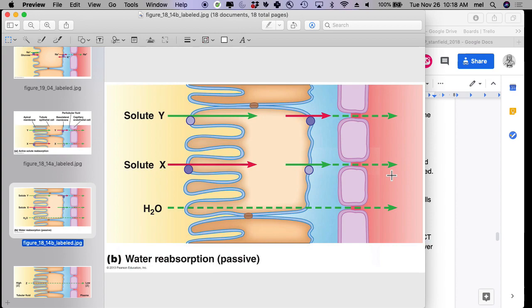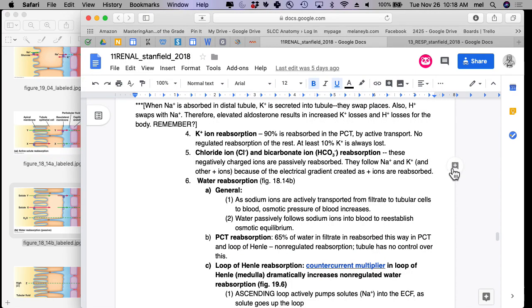Is that okay? Okay, and that's primarily chloride and bicarbonate ions. And then water reabsorption. Okay, put your seatbelts on for water reabsorption. Okay, so water reabsorption happens a couple of ways.